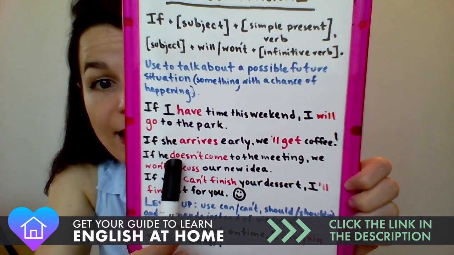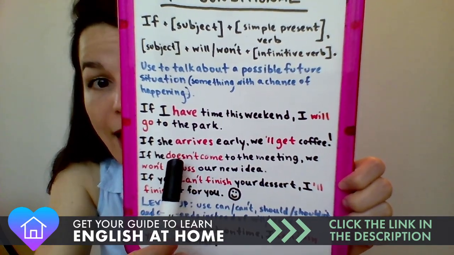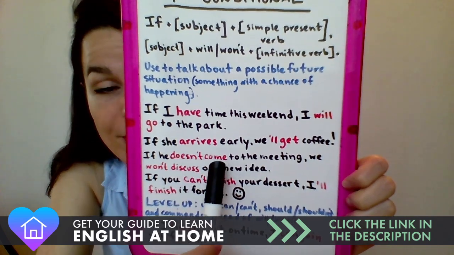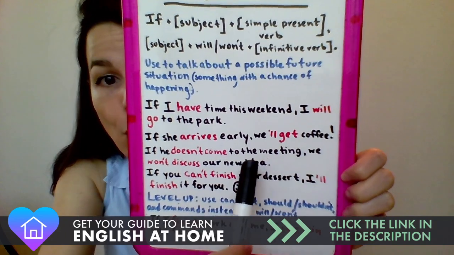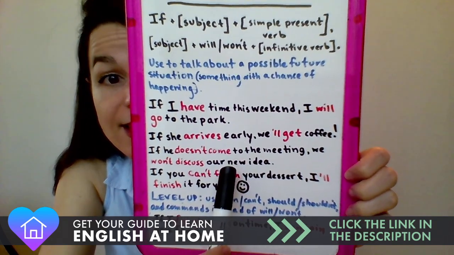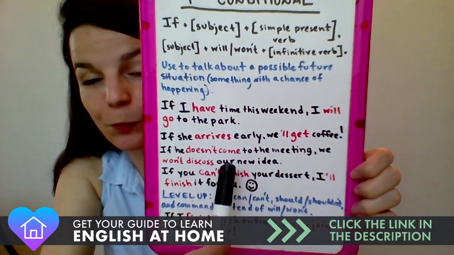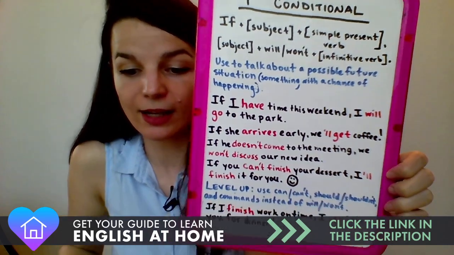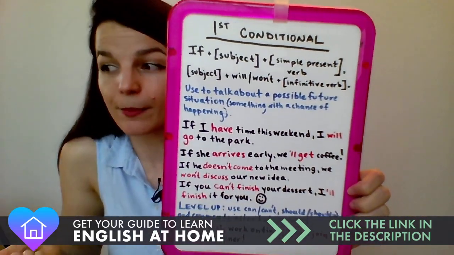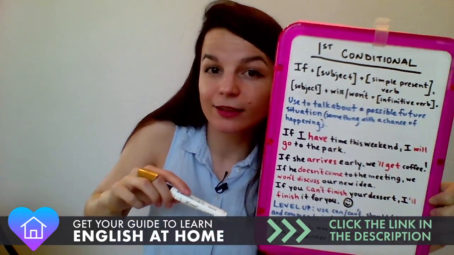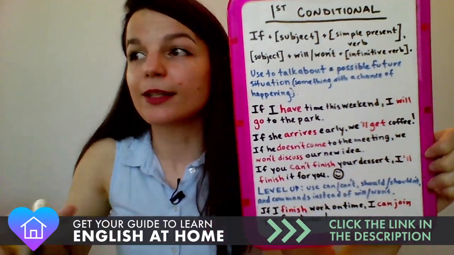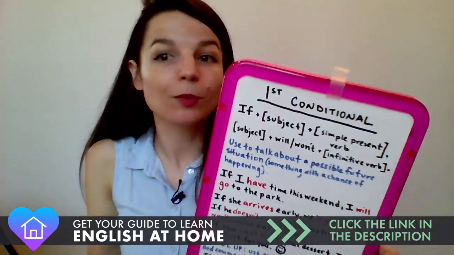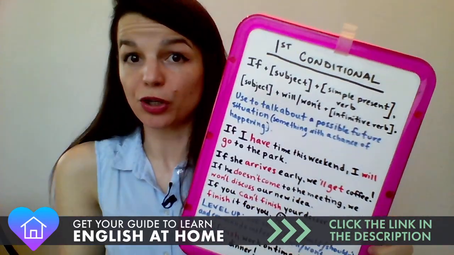If he doesn't come, does not. If he does not come to the meeting, here's my if clause. If he doesn't come to the meeting, we won't discuss our new idea. So we are not going to do something if this is the case. So this is helpful as well. So you can use this to talk about various plans for the near future, especially.